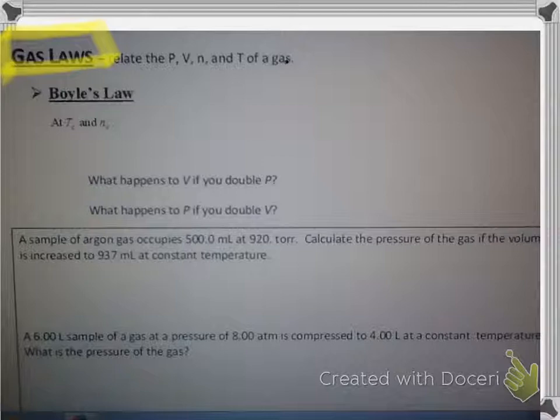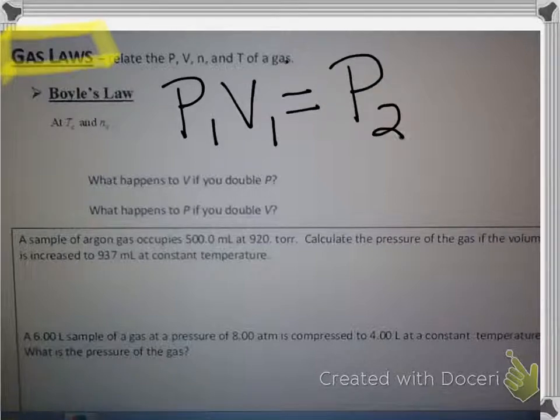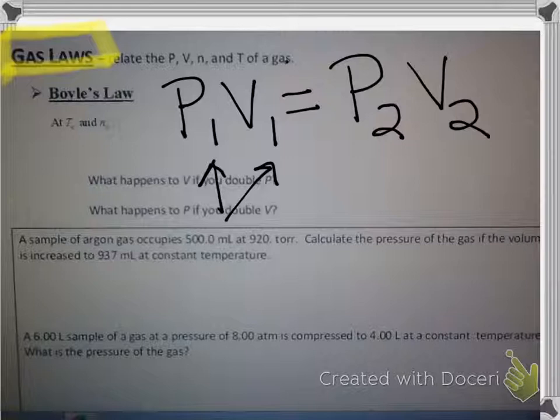The equation for Boyle's Law is P1V1 equals P2V2. The pressure and volume of a gas multiplied equals the pressure and volume of a gas multiplied. What do the 1 and 2 mean there? The 1 are the initial conditions of the gas. So the initial pressure and the initial volume of a gas before some change.